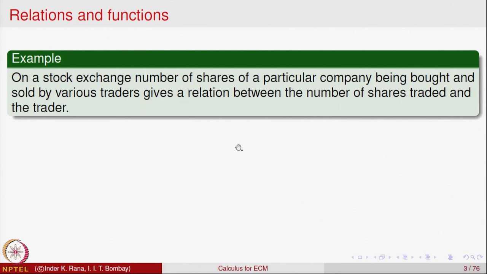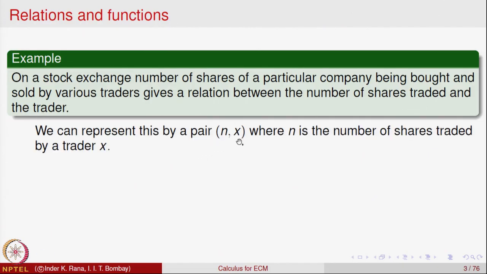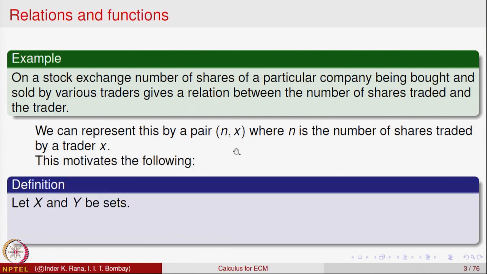So, when a particular trader buys or sells a share, that will give you a number. So, let us say X is a trader and N is the number of shares he has bought or sold. So, the observations are summarized in a pair called N comma X, where N denotes the number of shares being traded by a particular trader X. So, this motivates one to define the concept of an ordered pair.